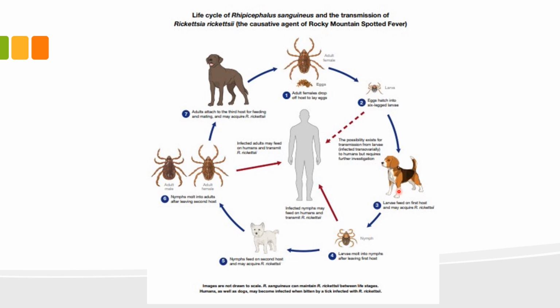So this is an example of a transmission that is made through a vector. And the pathogen is the bacteria that causes Rocky Mountain spotted fever. The bacteria is being harbored by the tick, a blood-sucking parasite, particularly the brown dog ticks.